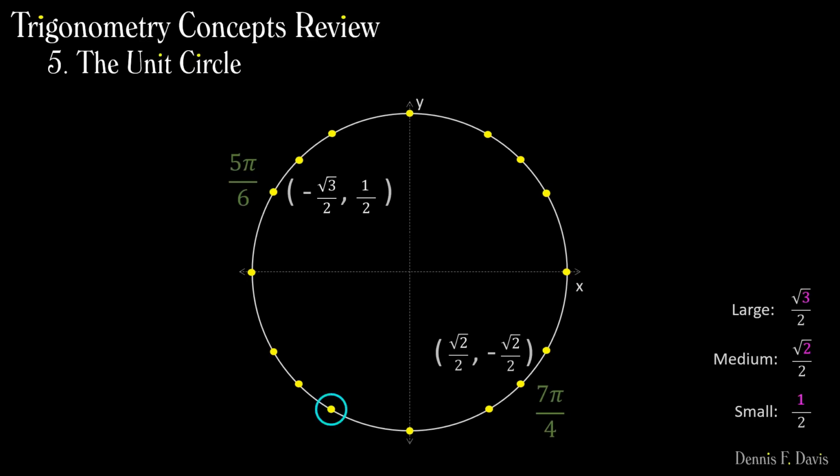One more. Try this one on your own. Be careful of the signs. They're both negative in quadrant 3. Negative 1/2, negative square root of 3 over 2. The cosine is always the first coordinate, and the sine is always the second when the point is on the unit circle.